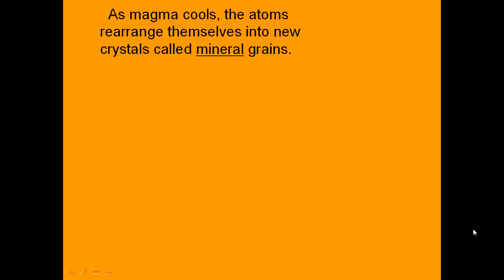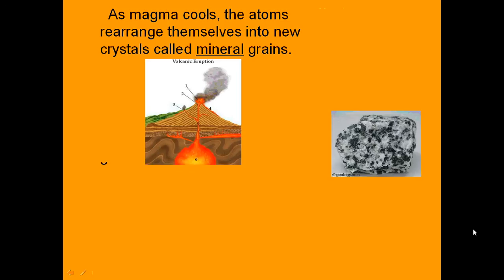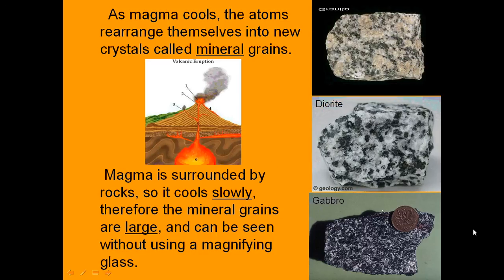As magma cools, the atoms rearrange themselves into new crystals called mineral grains. So we're still talking about crystals. These are those minerals. Magma is surrounded by rocks, so it cools slowly. Therefore, the mineral grains are large. Remember, magma is inside the crust. These crystals can be seen without using the magnifying glass.